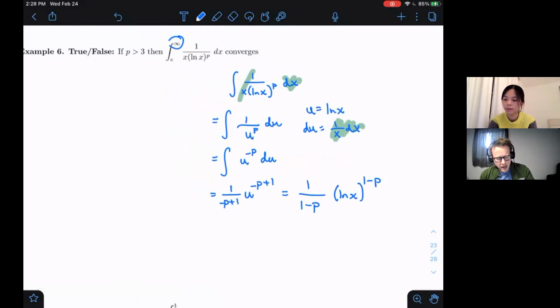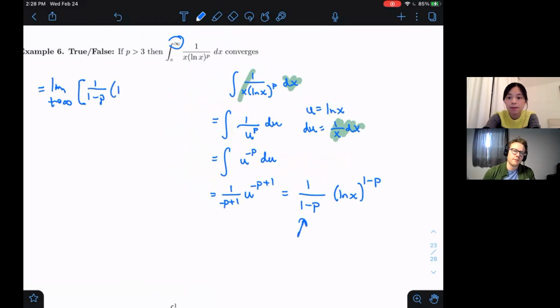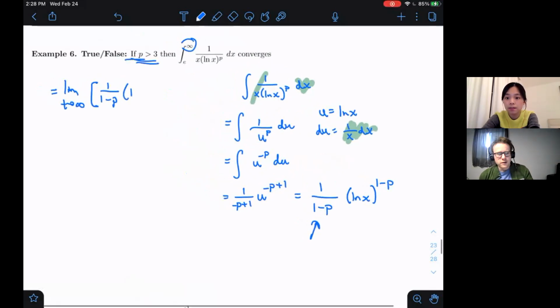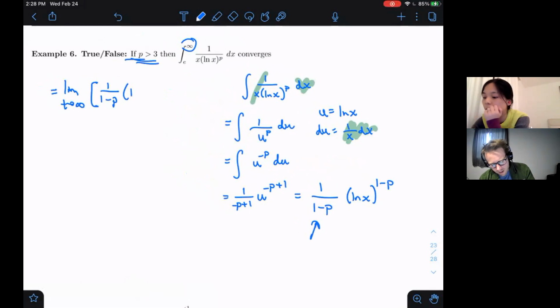So, okay, now let's go ahead and evaluate with our specific limits here. So we're going to have the limit as maybe t approaches infinity of, I know what the antiderivative is. Here it is. Notice that you could be concerned for just a quick second that, am I dividing by 0 here? But luckily, p is greater than 3. So we know that this won't be 1, in which case we'd be dividing by 0 and we'd have an issue. Okay, the natural log of x raised to the 1 minus p, and we need to evaluate from e to infinity.